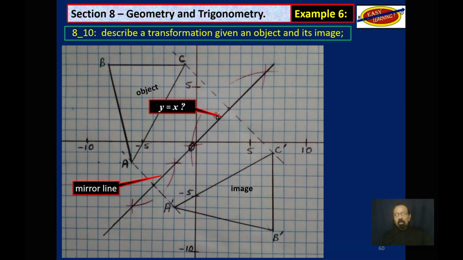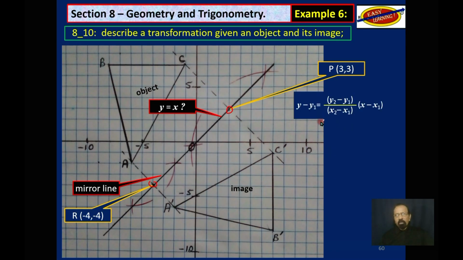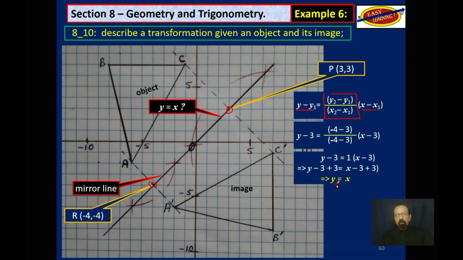Now there is a more certain way of doing that. You don't need to do this, but you can if you want. We could pick a point here, say 3, 3, and another point there, say -4, -4, and find the equation of a line passing through those 2 points. We already know that Y minus Y1 is equal to M times X minus X1. You substitute the Y1 and the Y2 values, the X2 and the X1 value, and you work that out, and you will still end up with Y is equal to X.